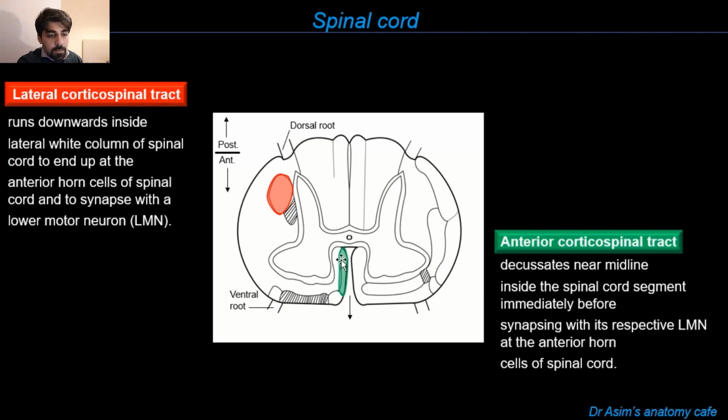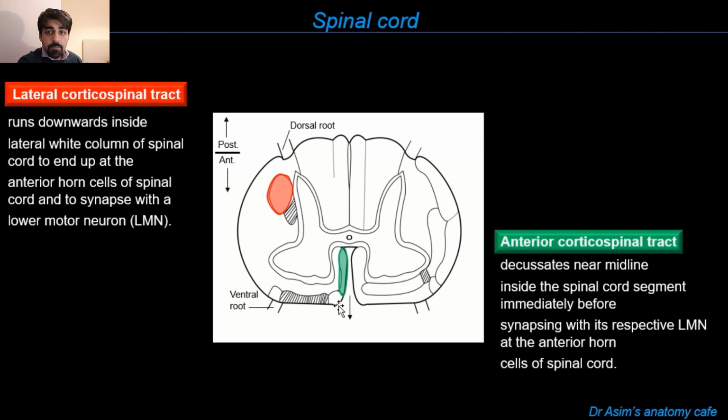These fibers eventually decussate near the midline inside the spinal cord segment immediately before synapsing with the respective lower motor neuron in the anterior horns of the spinal cord. So eventually, both the lateral and the anterior corticospinal tract fibers, which are upper motor neuron pathways, are going to cross at some level, either in the lower medulla as the lateral corticospinal tract or at the respective spinal segment level as the anterior corticospinal tract.